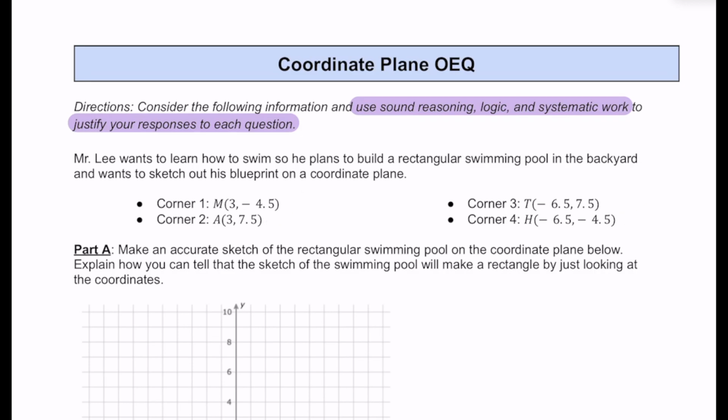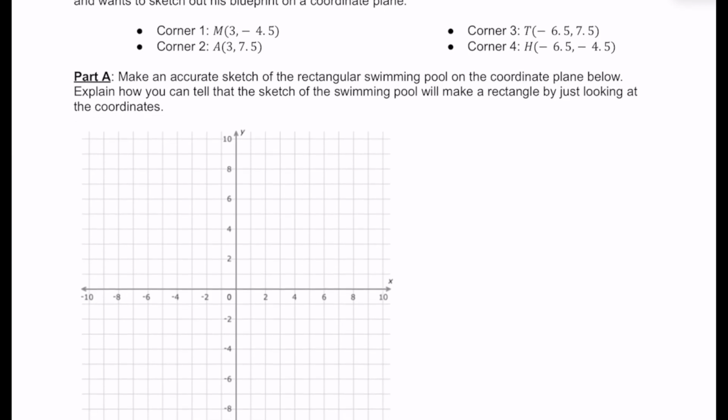So what do we have to do here? It looks like we're going to start by creating an accurate sketch of this rectangular swimming pool on the coordinate plane below. And then we have to do some explaining. So let's just do the sketching part first and then come back to that next part. Let's start with corner 1.